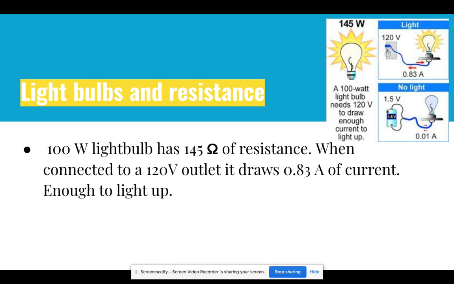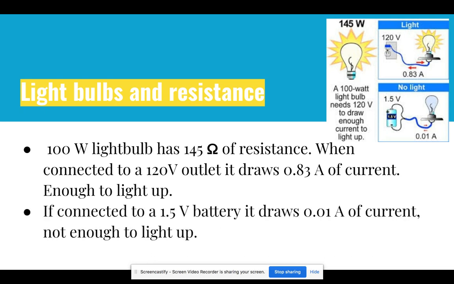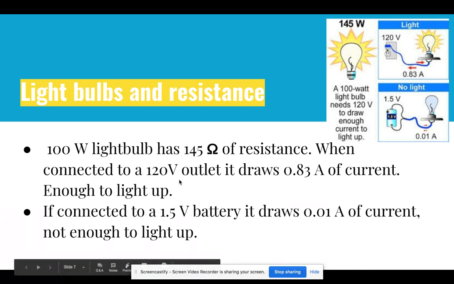Light bulbs and resistance. A 100-watt light bulb has 145 ohms of resistance. When connected to a 120-volt outlet, it draws 0.83 amps of current, enough to light it up. If you put that same light bulb with a 1.5-volt battery, it's going to draw only 0.01 amps of current, which is not going to be enough to light it up. So it all depends on how much voltage is going through and what the device that you're using is asking for.